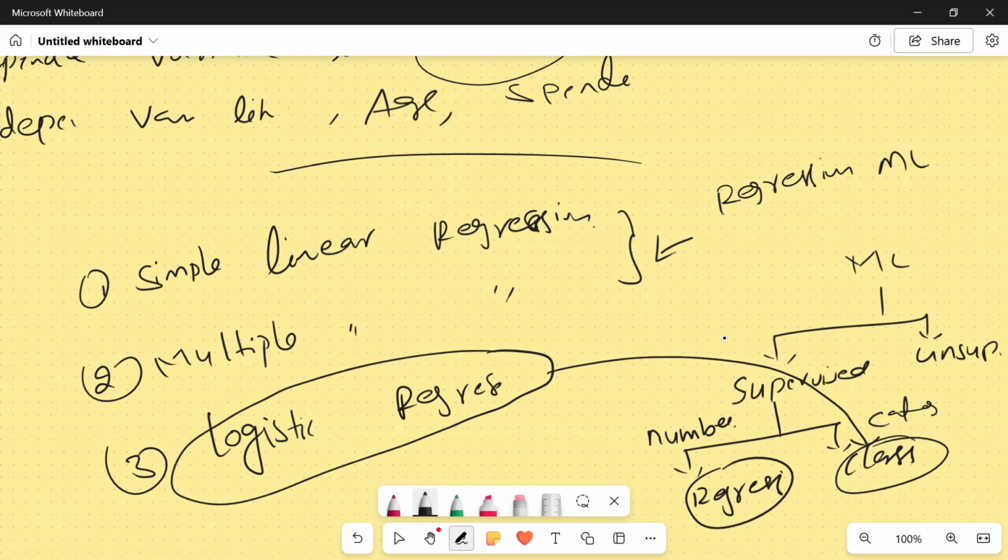But logistic regression is derived from multiple linear regression or simple linear regression only. That is the reason the name is regression. But the problem is that it solves classification problems. Then why are we giving the name regression? Because it is derived from simple linear regression or multiple linear regression. Clear? But the rest of these two, simple linear regression and multiple linear regression, help you solve regression kind of problems only.